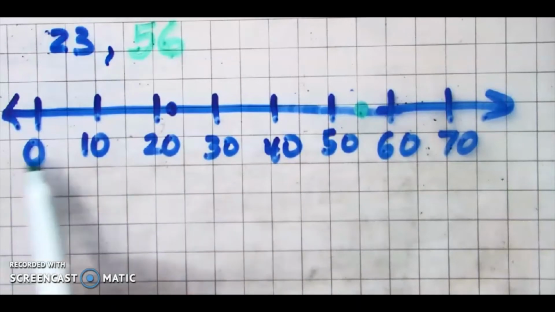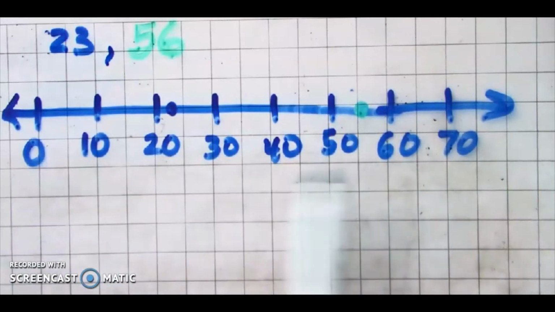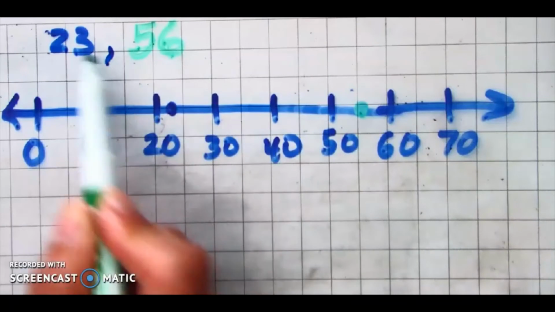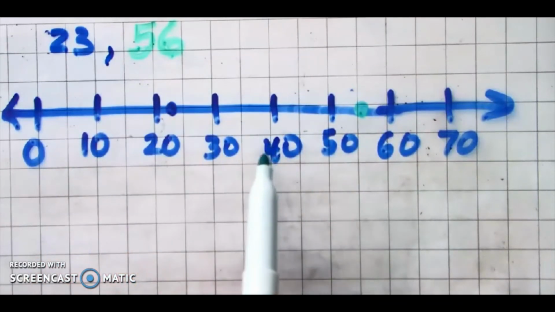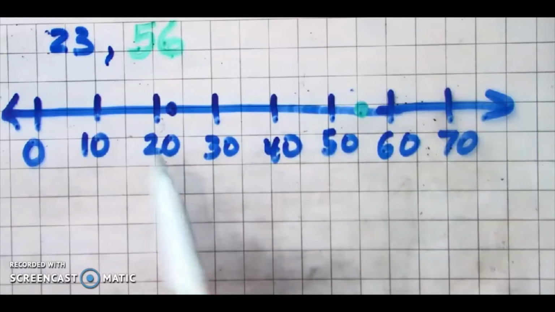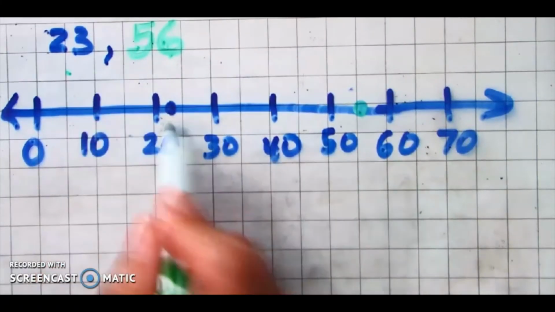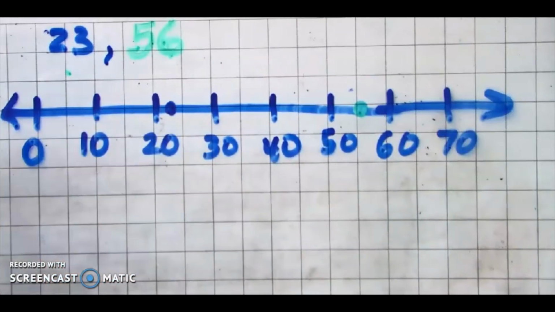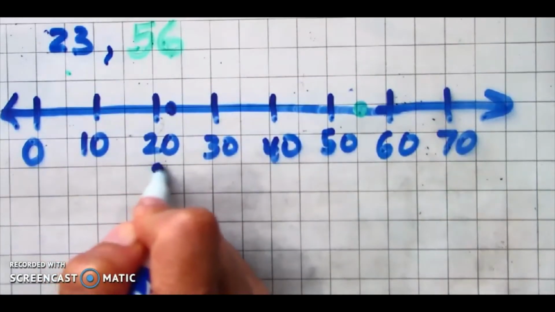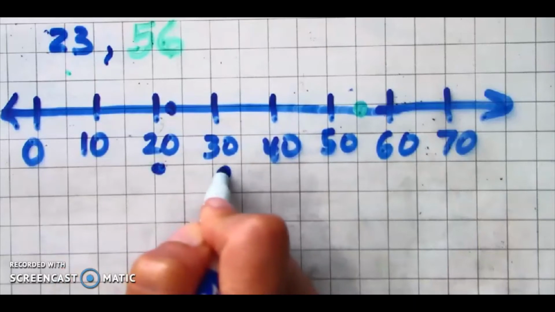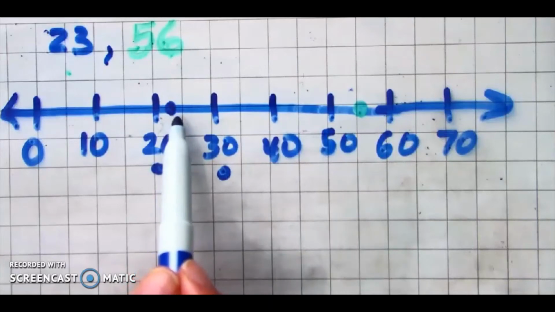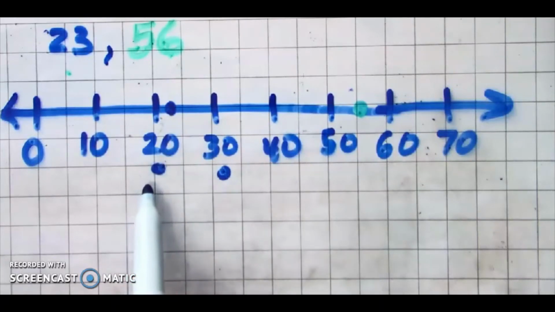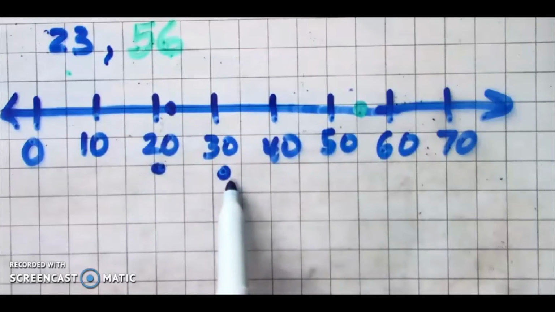Okay, so we're going to be using number lines to help us round numbers, but we have to know how to use it, where to plot them to find out what two numbers they're between. So 23 is plotted here, and it's between the numbers 20 and 30. So I'm going to look at what it is closest to. Is 23 closer to this 10, which is 20, or is it closer to this 10, which is 30?